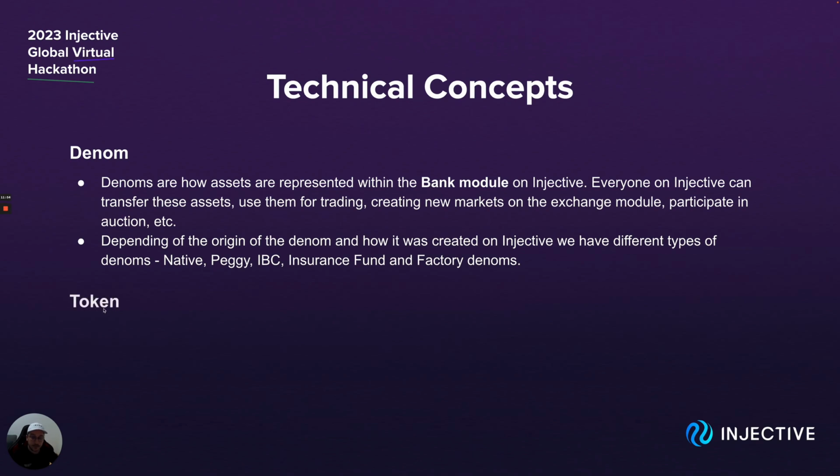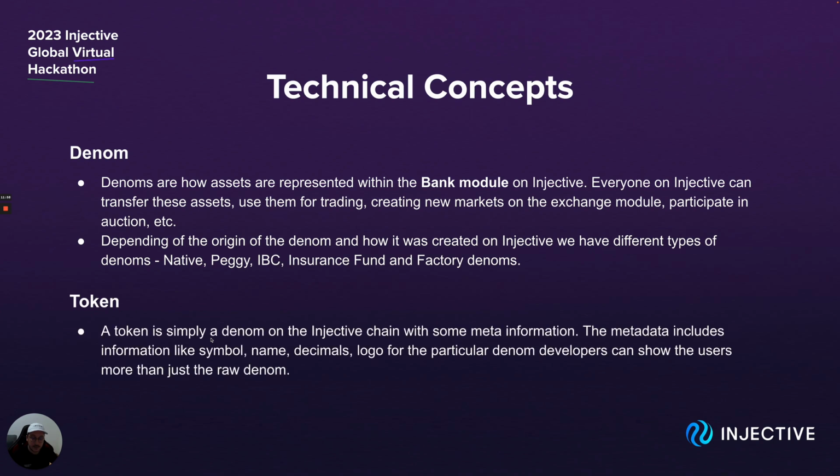Then we have a technical concept called token. This is an interface, just an interface. It's a denom on the Injective chain with some meta information. The metadata includes information like symbol, name, decimals, logo for the particular denom, so developers can show to the user more than just the raw denom.